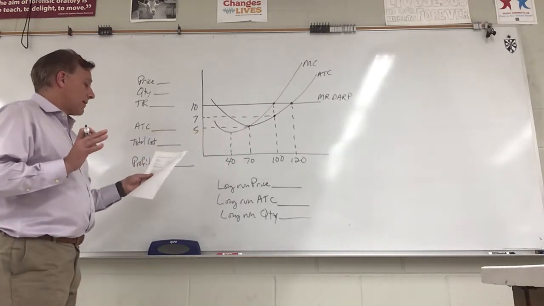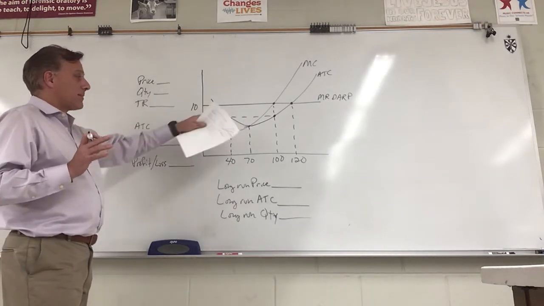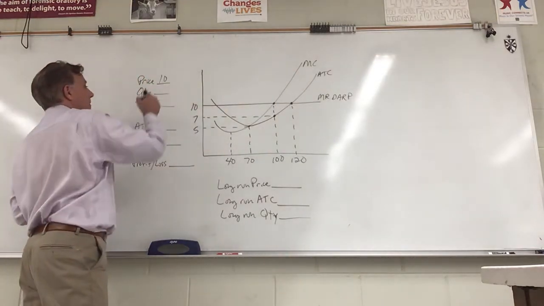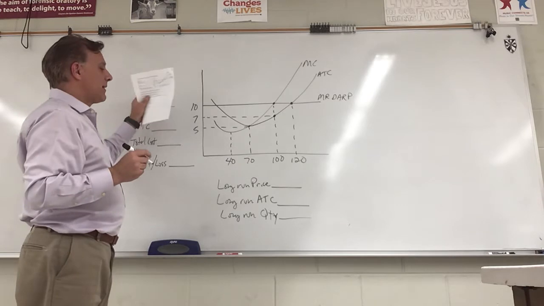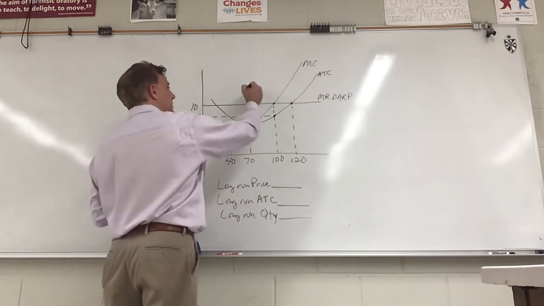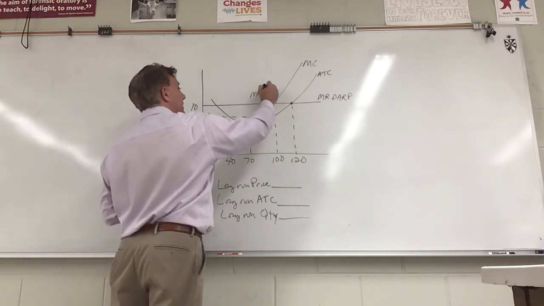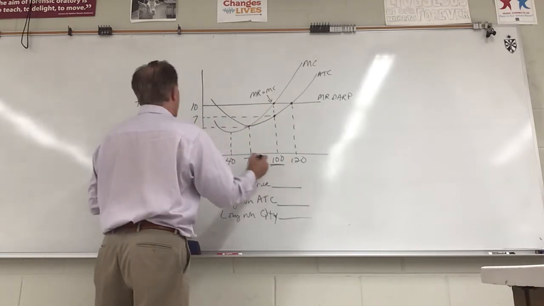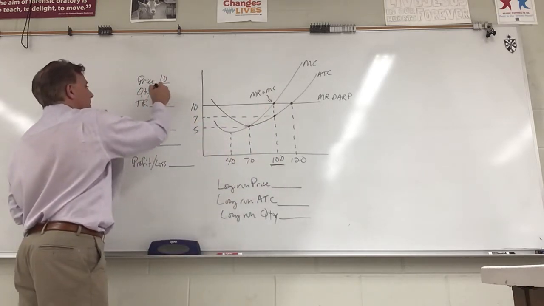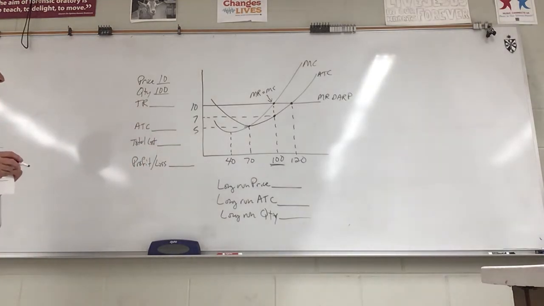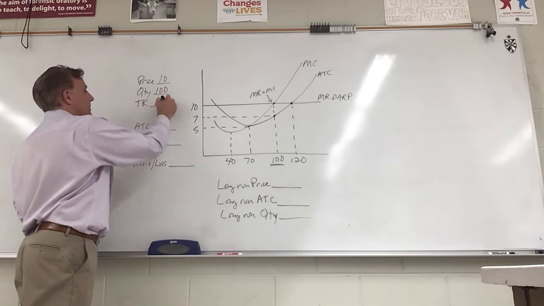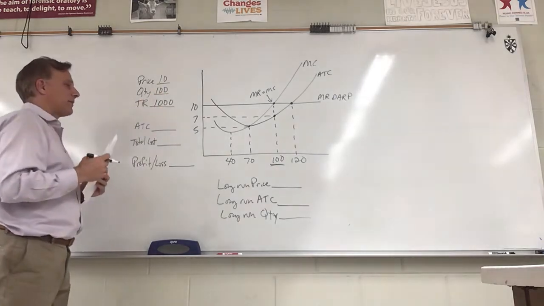So the first question is, what is the price? Well, the price, here's Mr. Darp, that is 10, right? What is my quantity? All right, well, where does MR equal MC? MR equals MC right here, okay? So my quantity is 100, okay? So my total revenue is equal to 1,000. TR is for total revenue.